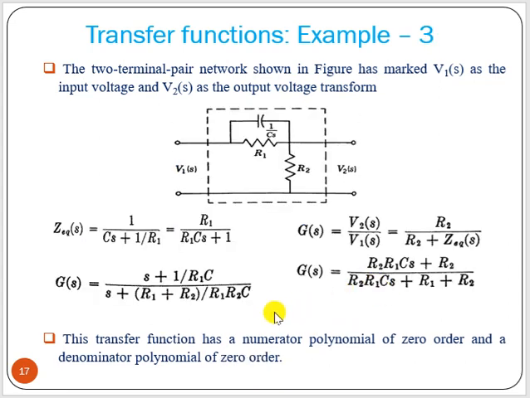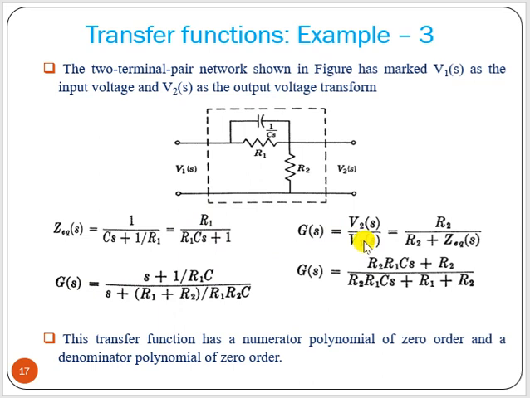Another example: say we have a resistor and capacitor in parallel, so we can find the equivalent impedance Z of that. That is 1 divided by 1 by Cs plus 1 by R1. That is R1 into 1 by Cs divided by R1 plus 1 by Cs, so we get this value, and G(s) will be equal to what?